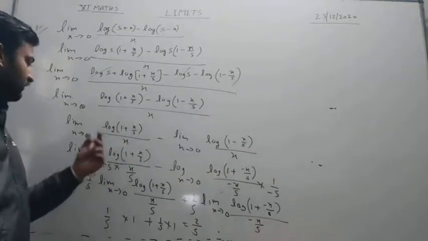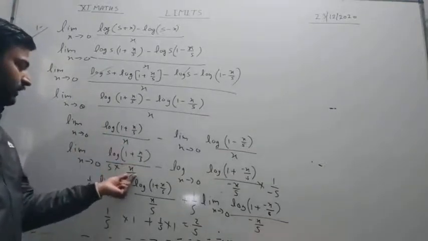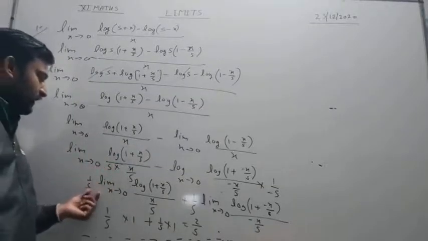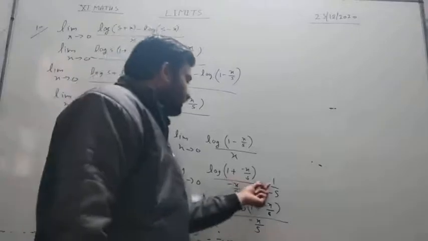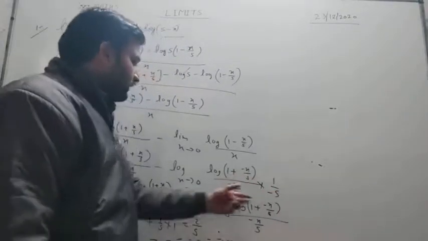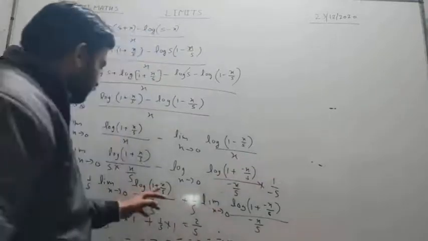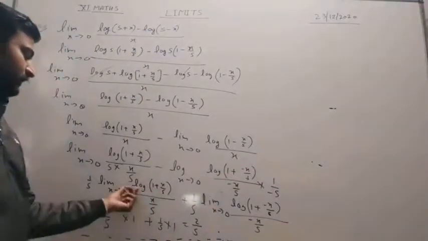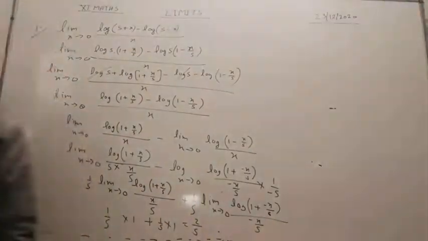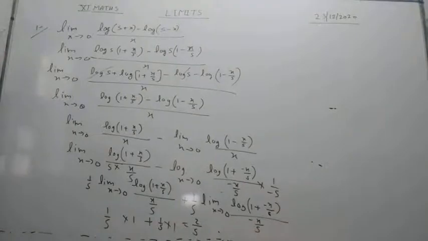This term, students, we can write as x by 5 into 5. So this is 1 into 1 by 5, and again we are multiplying here with minus 1 by 5. So this is again a log(1 plus x) by x form. So this is 1, this is 1. So it will be 1 by 5 plus 1 by 5. It will be 2 by 5. I hope you understand, students. Okay, so now we see the next question. Let's see.